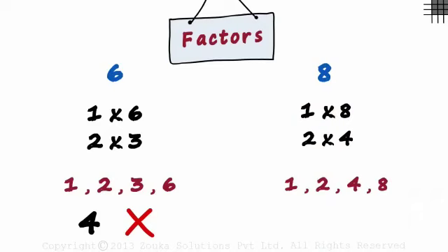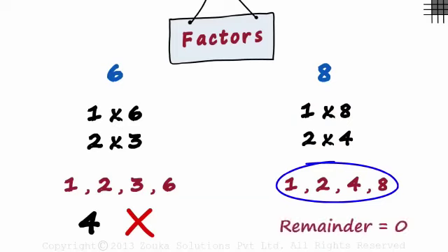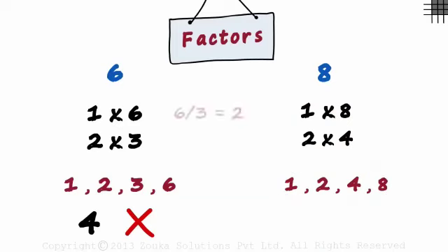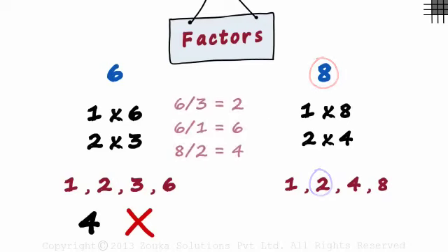If we divide a number by any of its factors, the remainder will always be 0. If you divide 6 by 3, you will get 2 as the quotient. If you divide 6 by 1, you will get 6 as the quotient. If you divide 8 by 2, you will get 4 as the quotient. In all the cases, the remainder is 0.